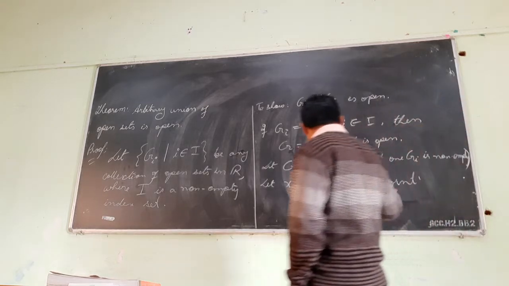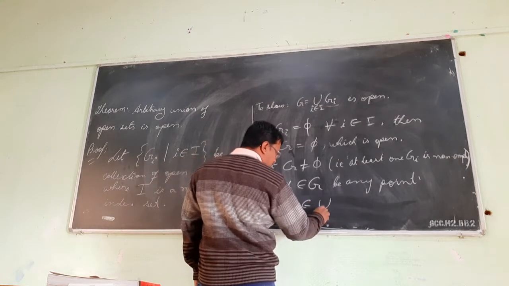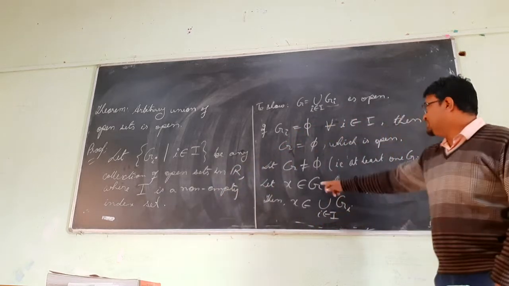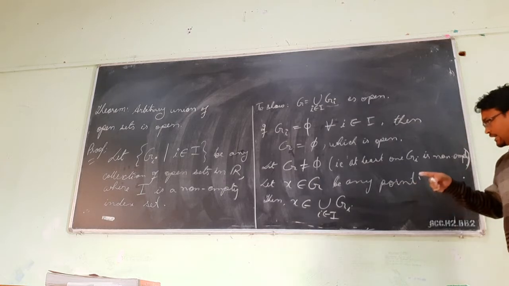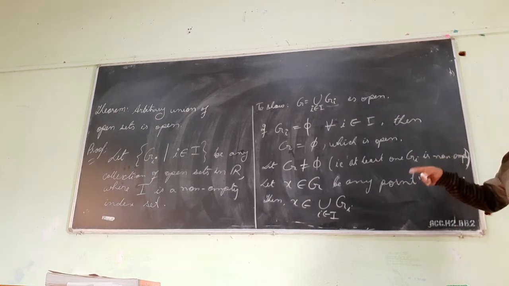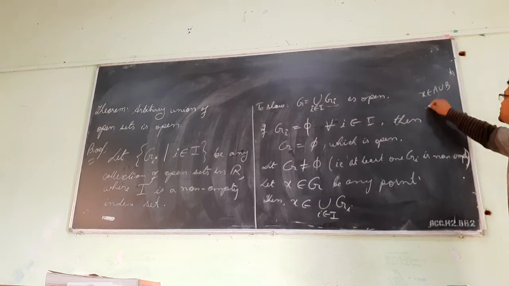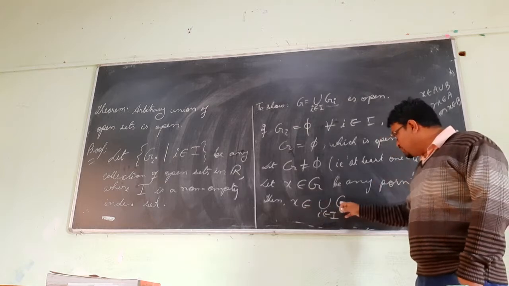So let x belong to G be any point. Then x belongs to the union over i in I of G_i. G is nothing but this union. So if x is in the union, then x should be in at least one of the sets. Something like this: x belongs to A union B. From this, what do you write? x is in A or x is in B, meaning x is there in at least one of the sets. If it is not in any of the sets, it cannot be in the union.